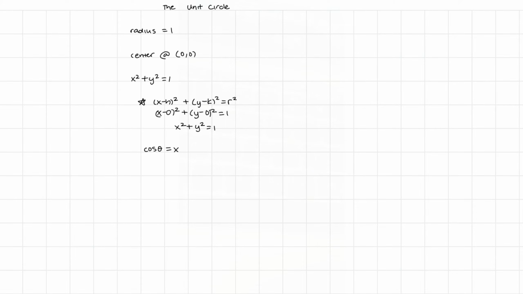We know cosine theta is equal to x and sine theta is equal to y. So x comma y becomes cosine theta comma sine theta. And we know the angles covered in the unit circle are 0 degrees, 30 degrees, 45 degrees, 60 degrees, and 90 degrees. And according to All Students Take Calculus, we can figure out whatever coordinates would be in terms of being positive or negative.